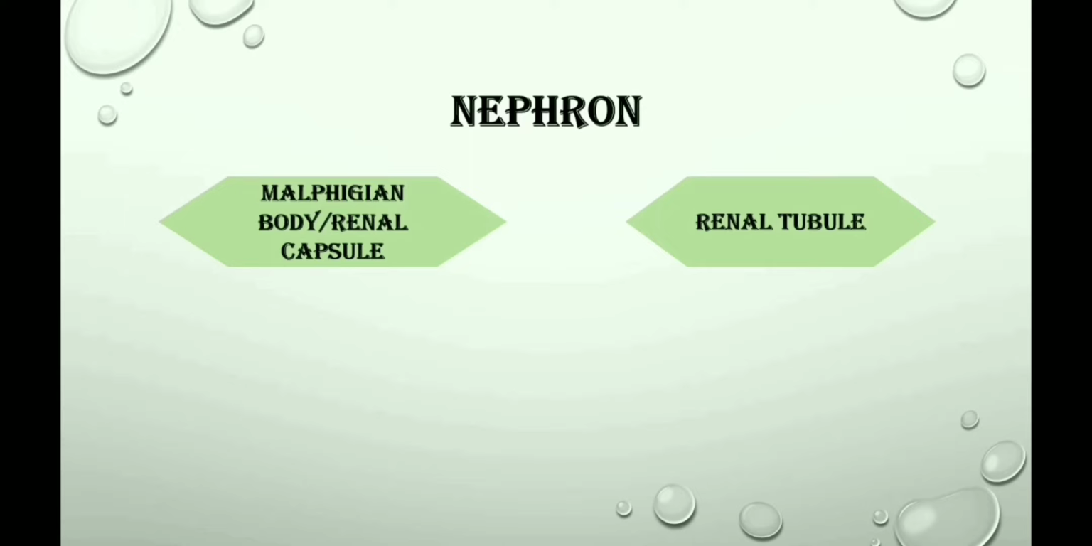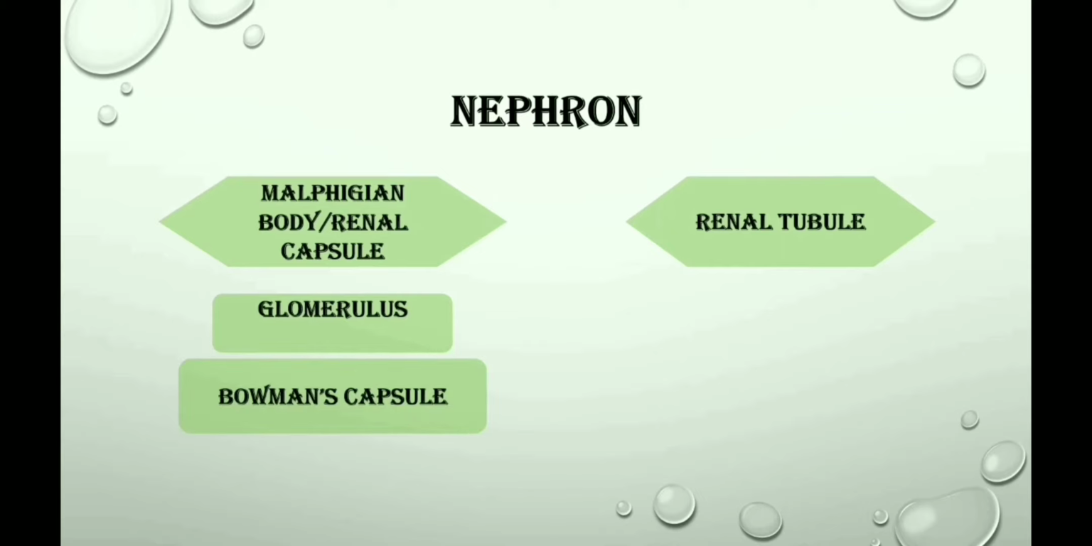Now this Malpighian body or renal corpuscle consists of two parts. First one is glomerulus, which is nothing but a bunch of capillaries or a tuft of capillaries, or you can say the network of capillaries. Second part is Bowman's capsule. Bowman's capsule is a cup-shaped structure into which glomerulus is present.